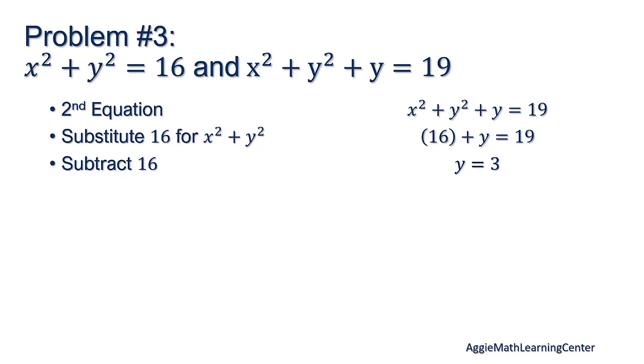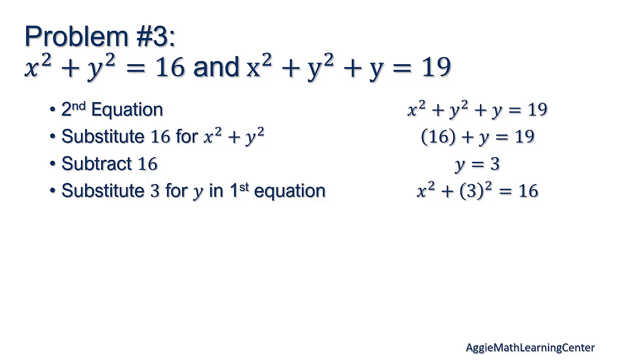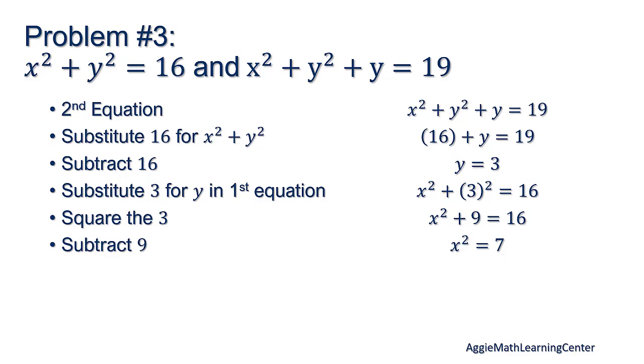Now that we have solved for a y-coordinate, we can plug that into one of our equations in order to solve for our x values. I would use the first equation since it is a little simpler. When we plug in 3 for y, we will get x squared plus 3 squared equals 16, which will simplify to x squared plus 9 equals 16. After subtracting 9 from both sides, we get x squared equals 7.